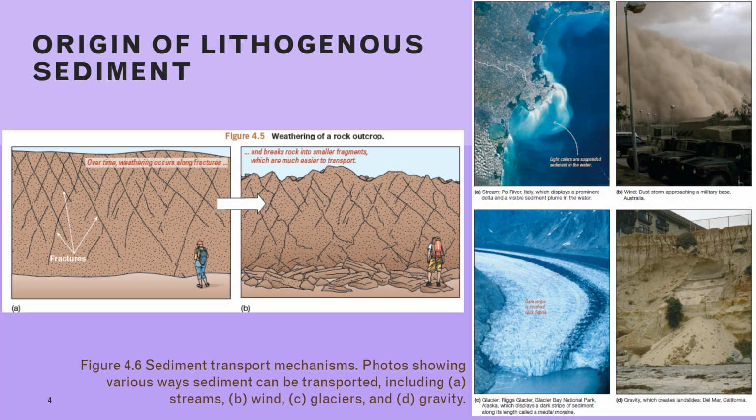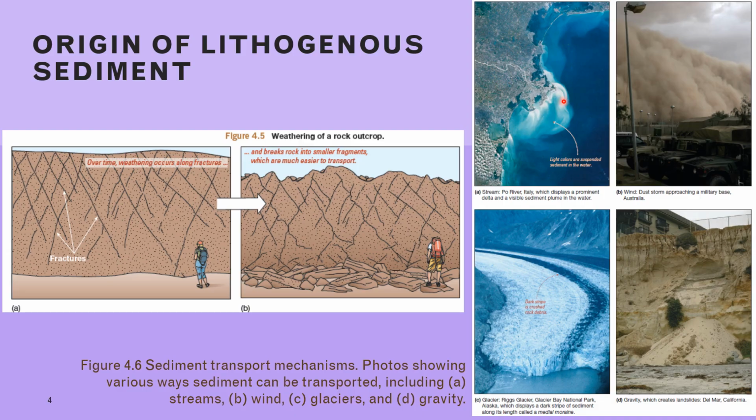This picture demonstrates the origin of lithogenous sediment. It's a normal outcrop. Over time, fractures develop and weathering occurs along these fractures. These fractures break rocks into smaller fragments, which are much easier to transport over a period of time.